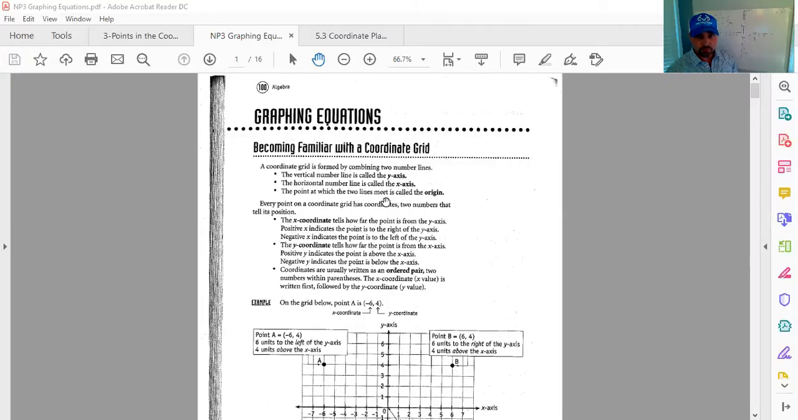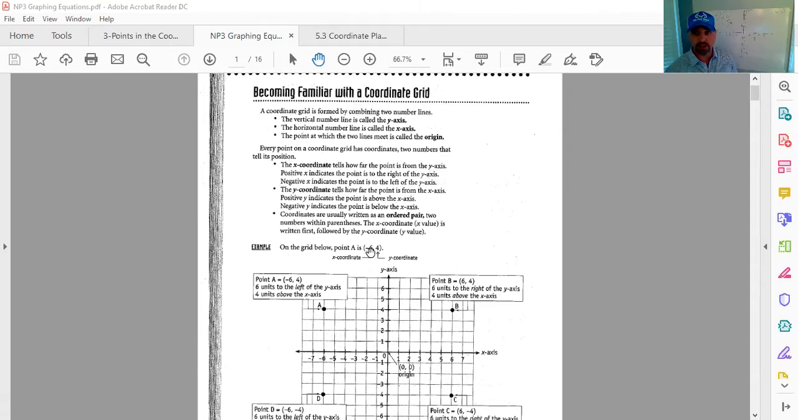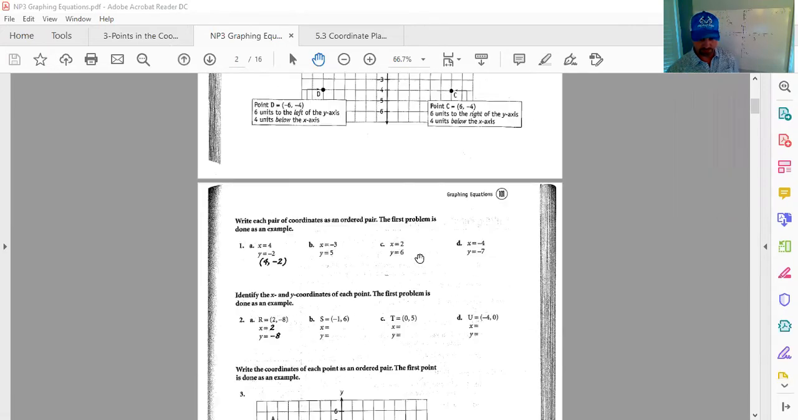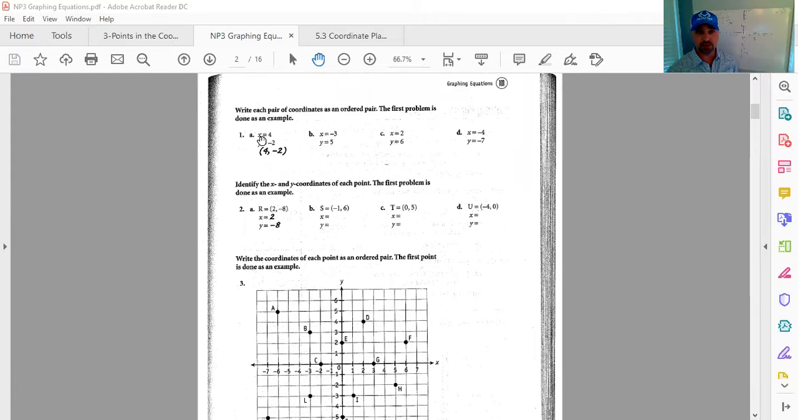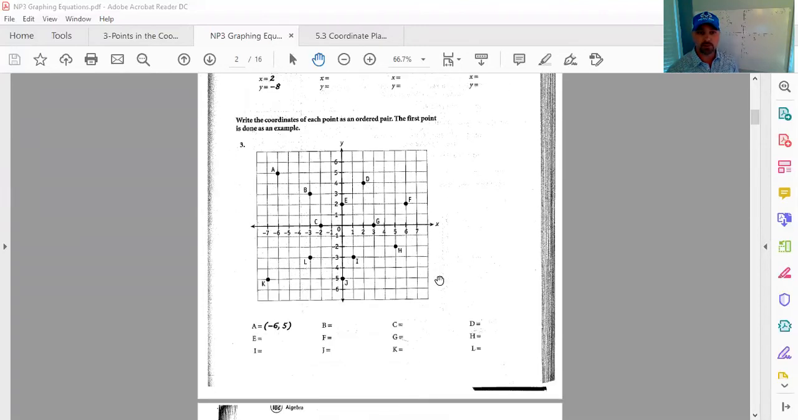All right. So first off, this packet, 16 pages. This is going to be your kind of main packet for at least this week. It doesn't give you a whole lot of practice on each skill, but it does give you a little bit of explanation. So first page, becoming familiar with the coordinate grid. You're welcome to read through that. It kind of goes over what I just said, gives you some examples. The next page shows you how to write these in as an ordered pair and as an XY, and then gives you some practice. Okay, you might be able to do that, you might not.